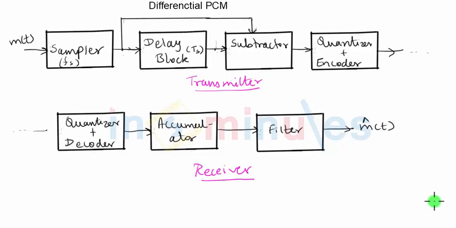In this video clip, we are going to discuss a modified version of pulse code modulation. It is called Differential Pulse Code Modulation, or simply Differential PCM. In pulse code modulation, we convert an analog signal to a digital signal and transmit the digital signal to the receiver side.